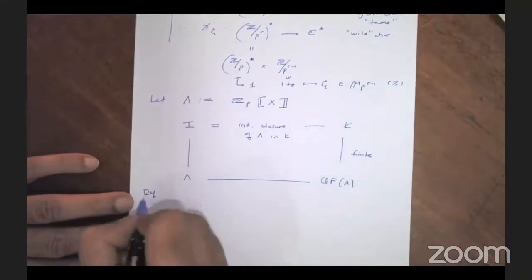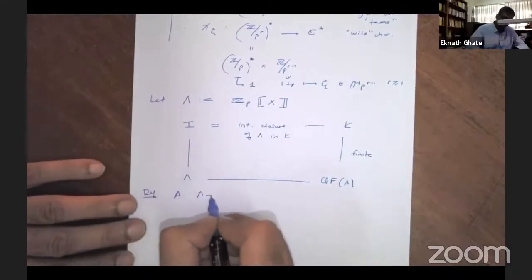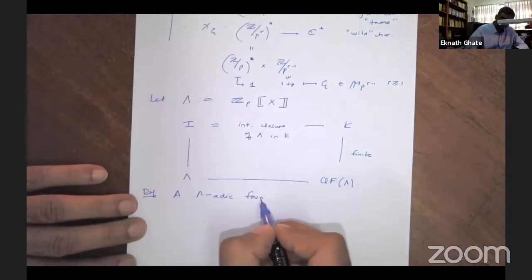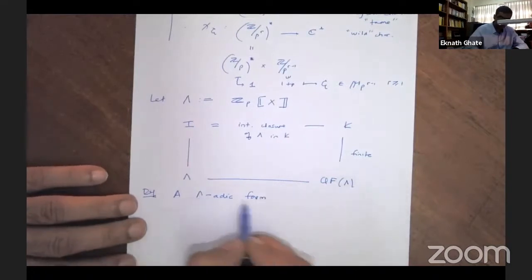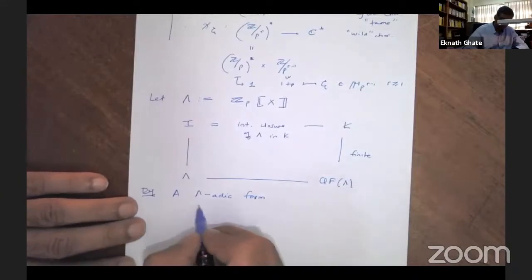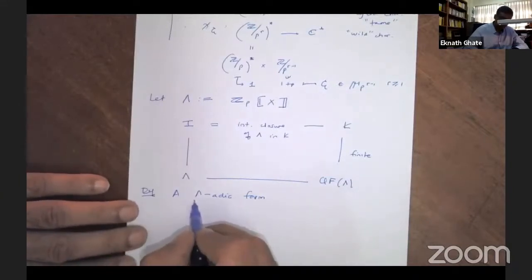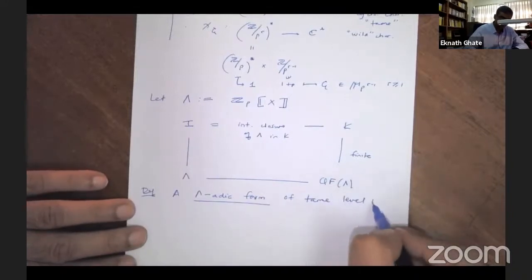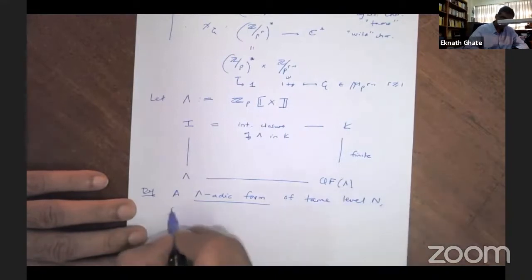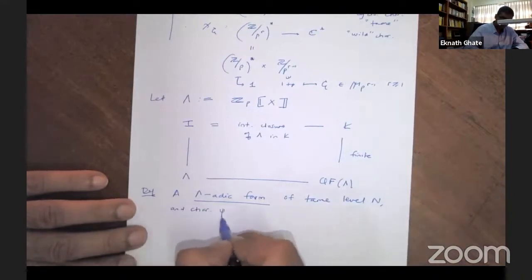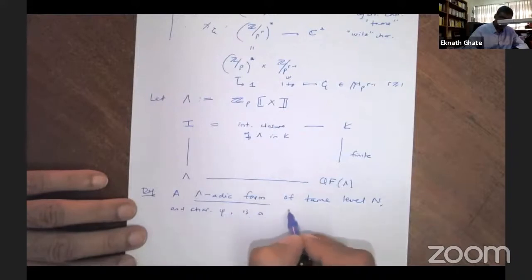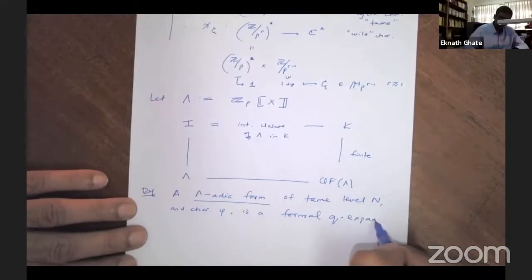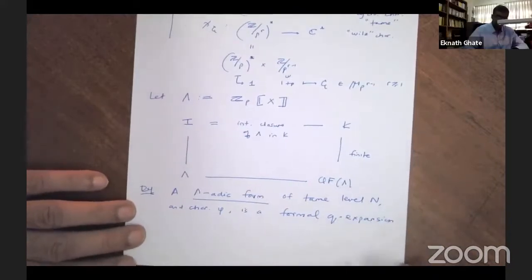Definition. A lambda-adic form, or more precisely an I-adic form, but I will write just this to save a little bit of notation. So this is really an I-adic form, but a lambda-adic form, when I is equal to lambda, of course, they're the same thing. Of tame level N and character psi is a formal q-expansion. Formal, okay? No holomorphic thing. It's just defined by a q-expansion.